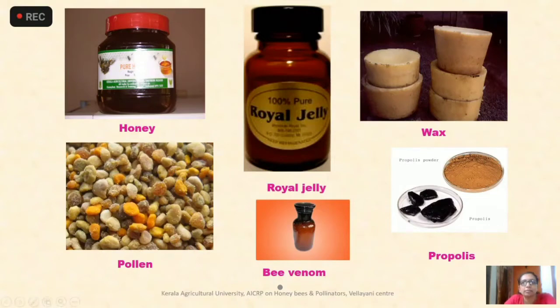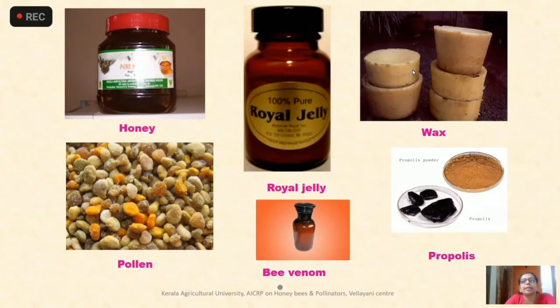So nowadays we have different mechanisms to collect the pollen through the pollen trap. With the help of the pollen trap, and we have to maintain it in ambient temperature. First, we have to dry it and then we can store it. These are the main two products.